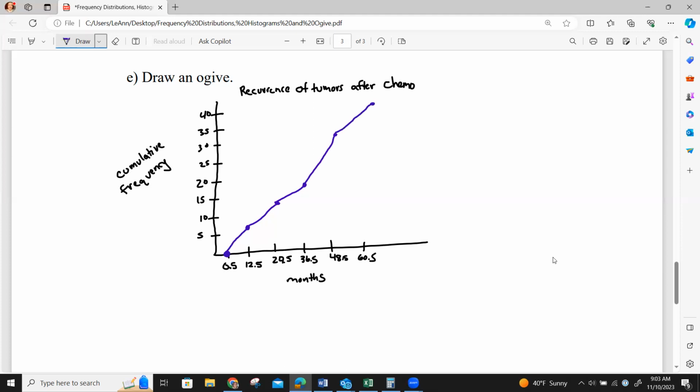So what you see in that ogive is these little line segments. You can see that the slope is steeper when we have a lot of frequency added from one class boundary to the next. So that is how you do all of the things that are related to frequency distribution tables, and how to make a histogram and an ogive. I hope this was helpful.